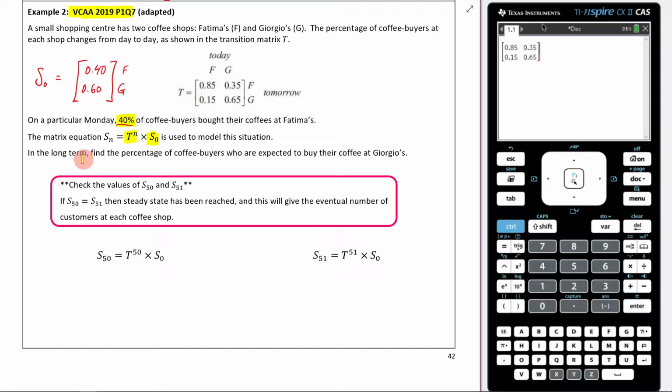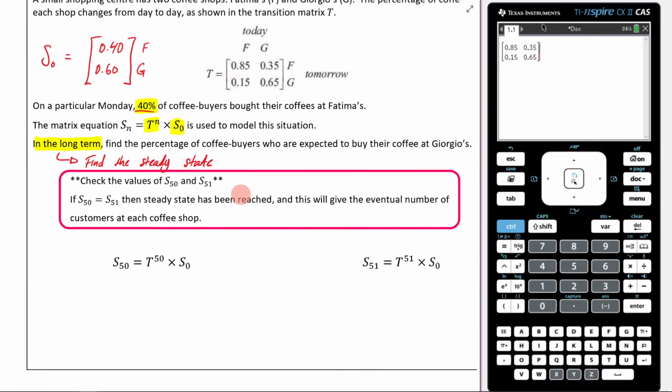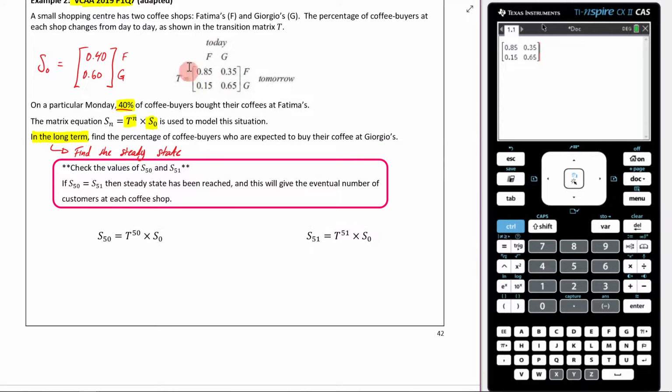In the long term, so when it says in the long term, this is code. So let's just write here what this means: find the steady state. They might not come out and just say it, but you need to read the language, like in the long term or after an extended period of time. We need to find the percentage of coffee buyers who are expected to buy their coffee at Giorgio's.